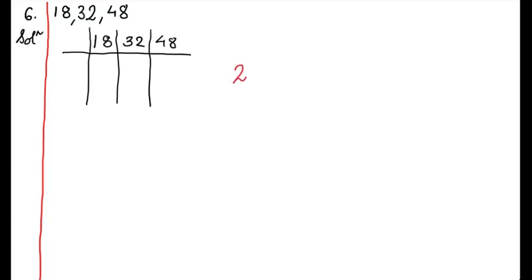Now just check at the units place of 18. We have 8, isn't it? Is 8 divisible by 2? Yes, that means 18 is also divisible by 2. Now 32. What is at the units place? We have number 2 at units place. 2 is divisible by 2. Therefore 32 is also divisible by 2. 48. What is at its units place? Yes, 8. 8 is divisible by 2. That means 48 is also divisible by 2. So in this way we can understand that all the three numbers are divisible by 2.